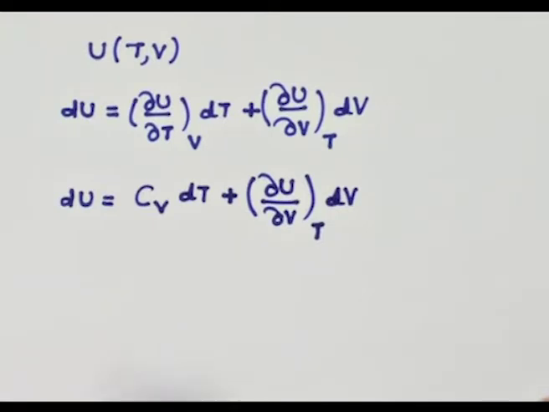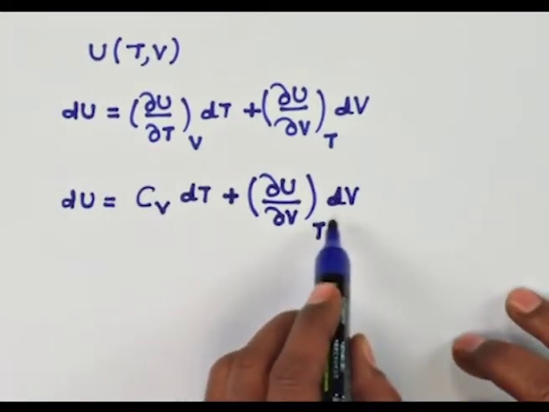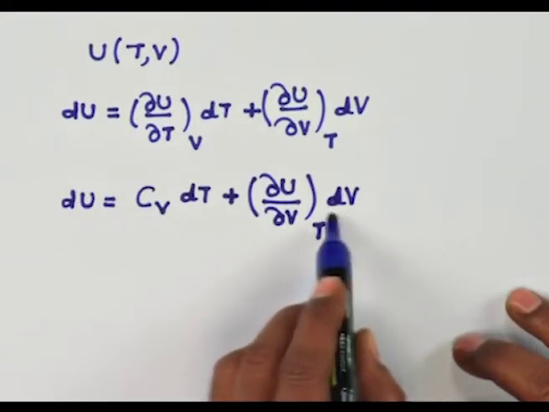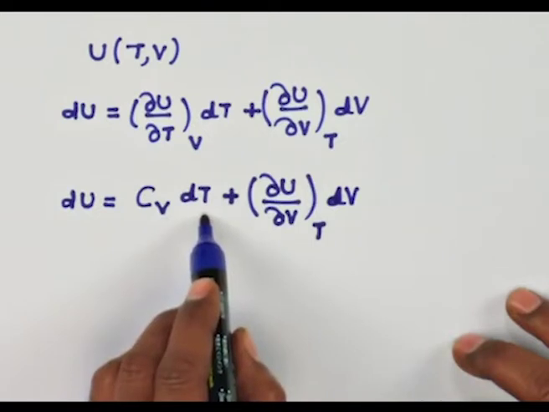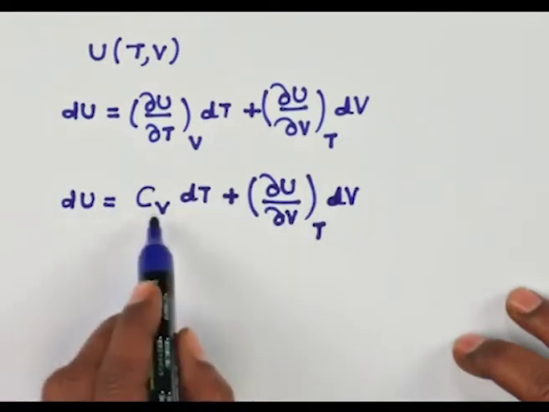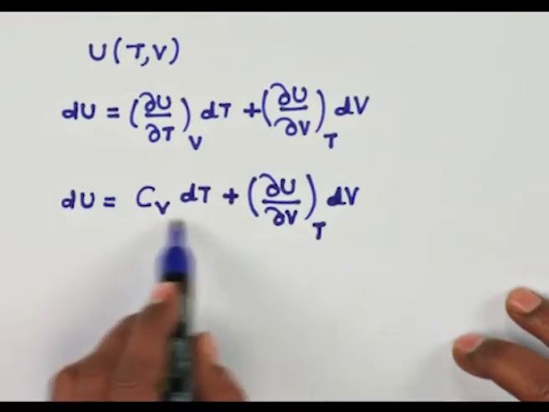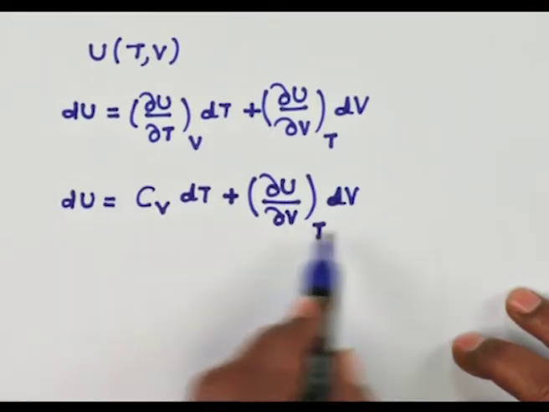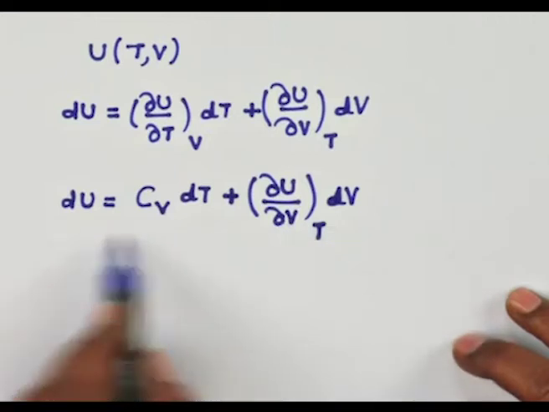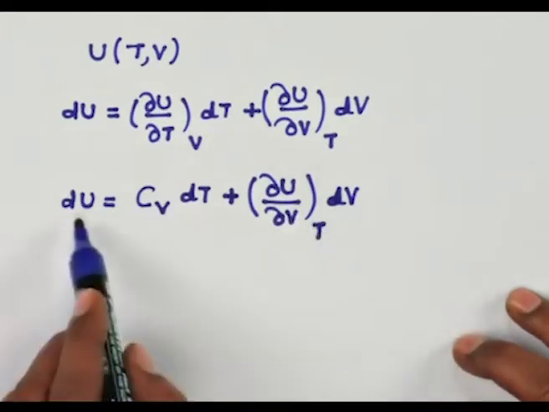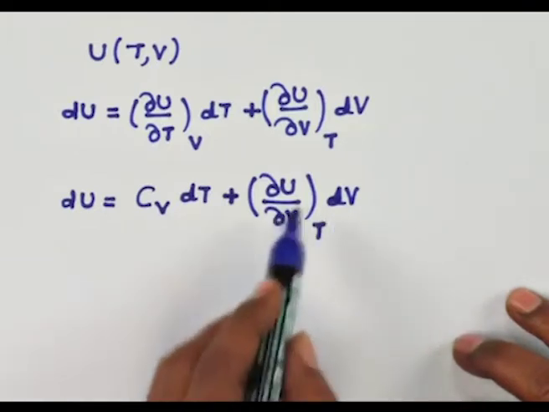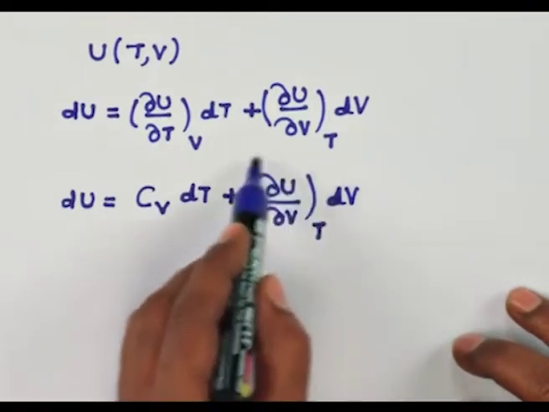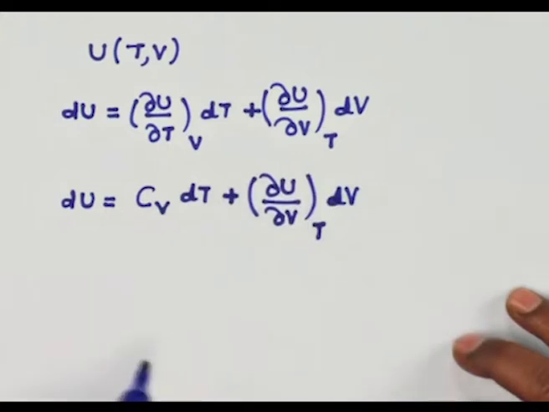This equation is very important. Please note here, if the volume is constant, then dU is equal to Cv dT. You remember earlier I have been saying that dU is equal to Cv dT you can use only if volume is constant, and that is proved by this equation that dU is equal to Cv dT only if volume is held constant. Otherwise, we have to account for this variation of internal energy with volume.